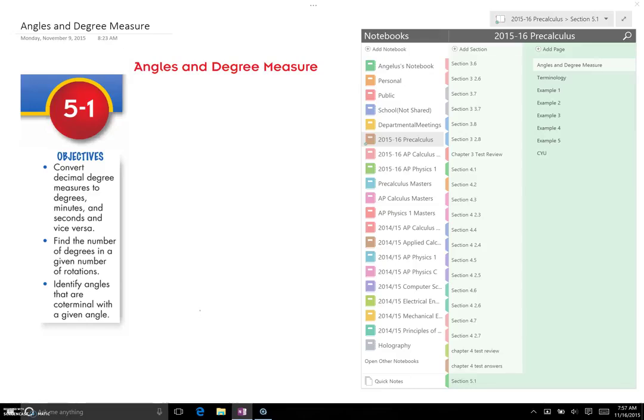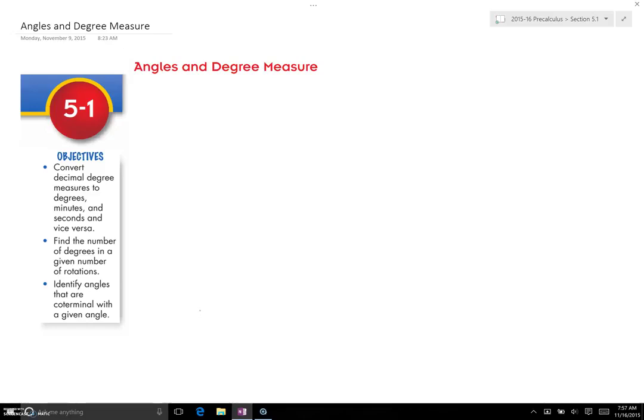Alright guys, so today we're going to talk about angles and degree measures, so just kind of an intro to some of the trig that we're going to be doing in Chapter 5. We have three main objectives. The first one, we need to learn the two primary ways that angles are expressed in degrees.